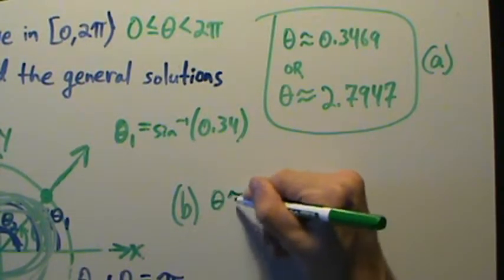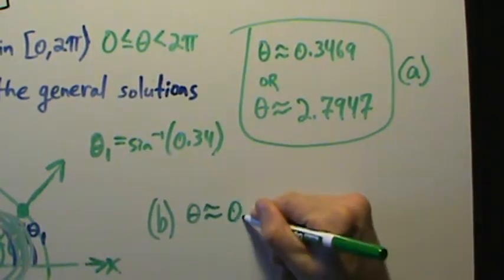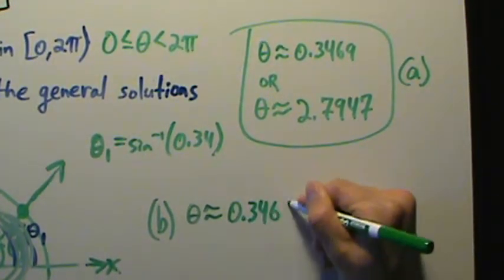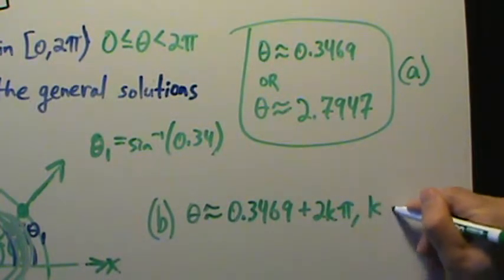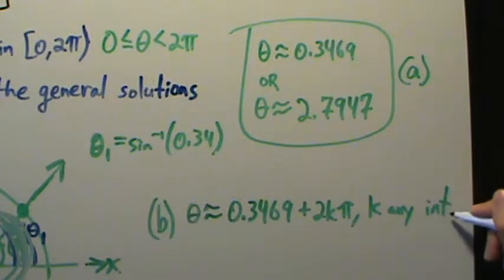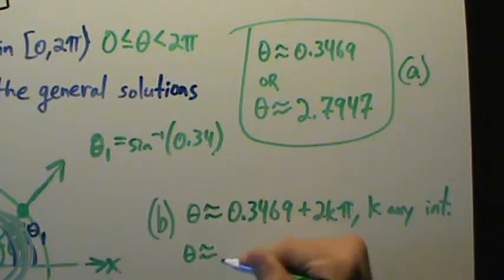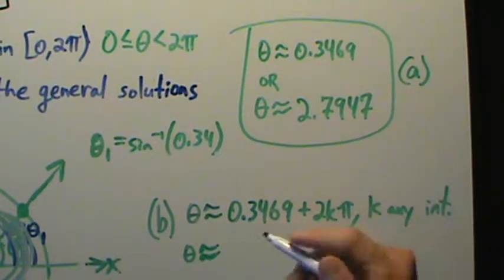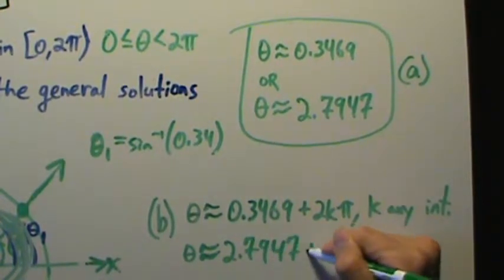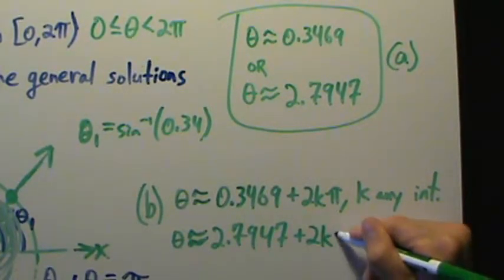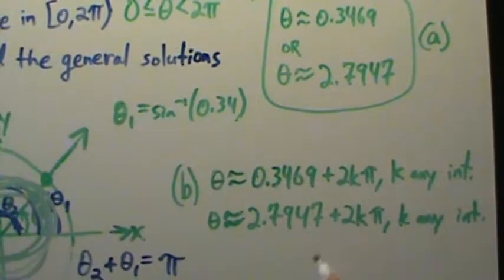the answers are theta is approximately equal to, approximate because these are approximate values, remember, 0.3469 plus 2k pi, where k is any integer, abbreviate int for short, I'm kind of out of space, or theta is approximately equal to 2.7947 plus 2k pi, where k is any integer. And this k just represents how many times you go around the unit circle.